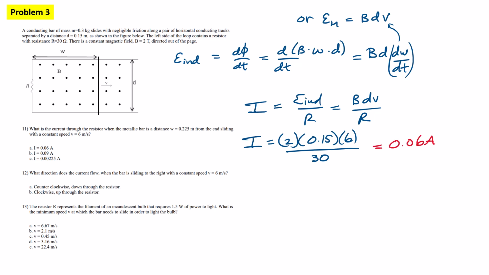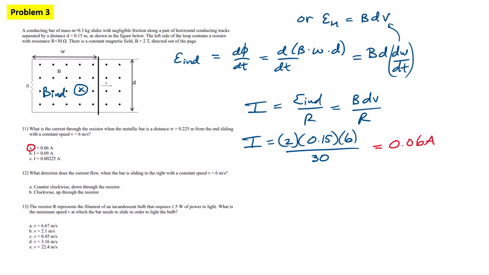And that corresponds to choice A. All right, next problem says, what direction does the current flow when the bar is sliding to the right? Okay, when you're moving to the right, you have more flux going through this loop right here. If there's more flux, the loop wants to induce something that opposes that change in flux. So the B induced, for this case, if I wanted to oppose it, I want to generate an induced field that's opposite of that, okay?